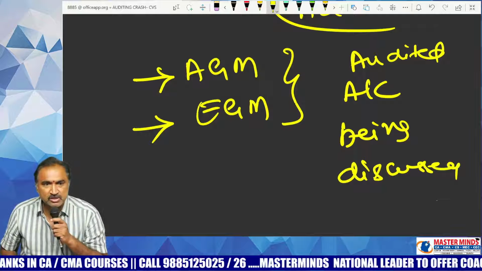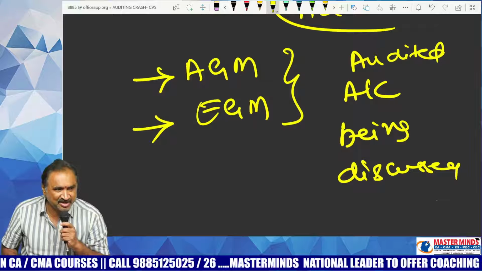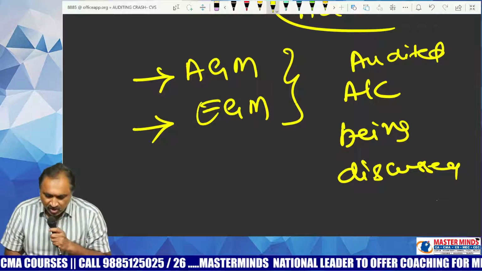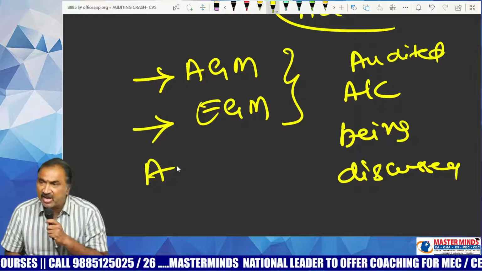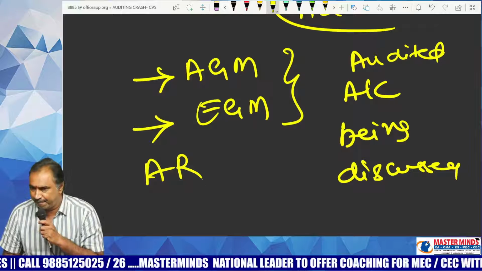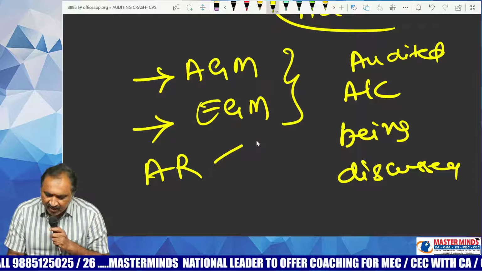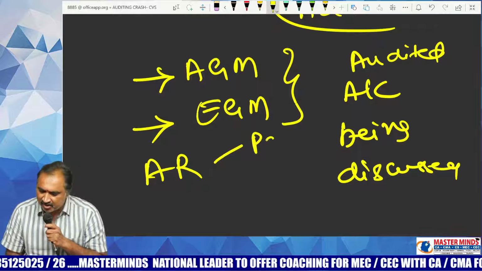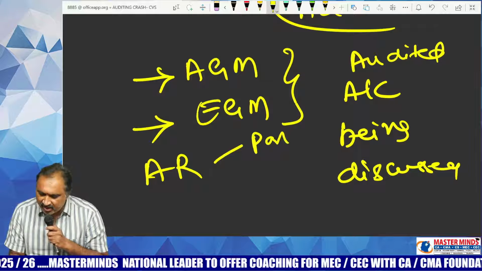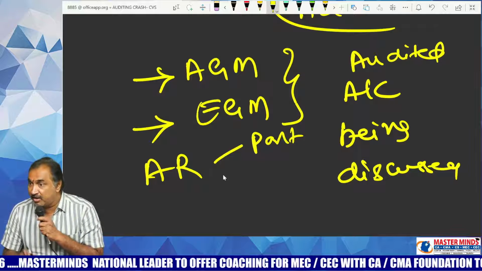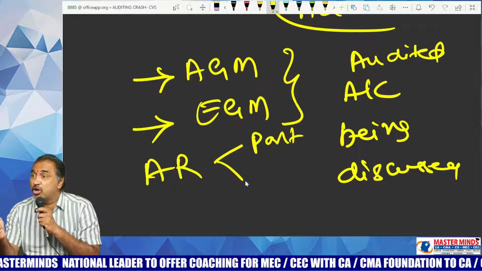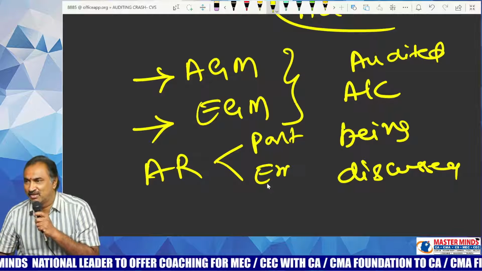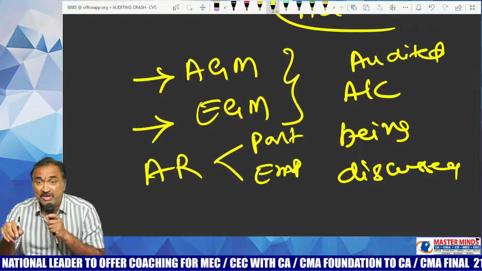If it is not possible for the auditor to attend the meeting in person, then the auditor can send an authorized representative. That authorized representative may be either a partner of the auditor or even an employee of the auditor, and that authorized representative must also be a chartered accountant.